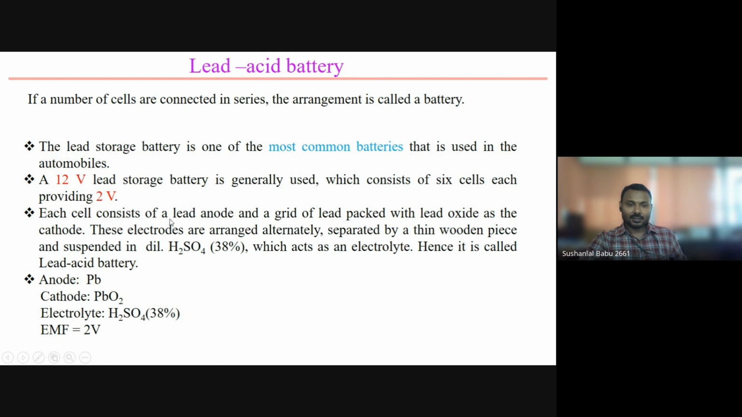Okay, so each cell consists of a lead anode and a grid of lead packed with lead oxide as the cathode. These electrodes are arranged alternately, separated by a thin wood piece and suspended in the dilute H2SO4, 38%, which acts as an electrolyte. Hence, it is called lead acid battery. So, anode is Pb, cathode is PbO2, electrolyte is dilute H2SO4, EMF generated is 2 volts.